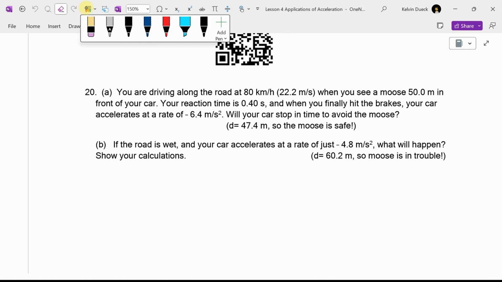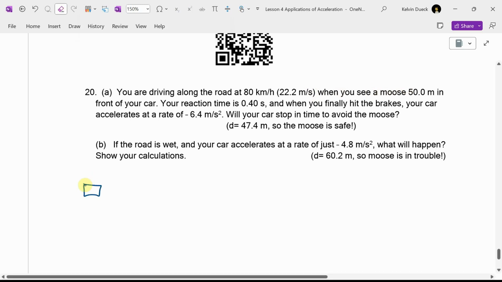I've had a number of you ask me about question number 20 from lesson 4. It says you're driving along the road at 22.2 meters per second when you see a moose 50 meters in front of you. Okay, I'm going to gulp. Here's the car. Here's the moose. I can't draw to save my life.